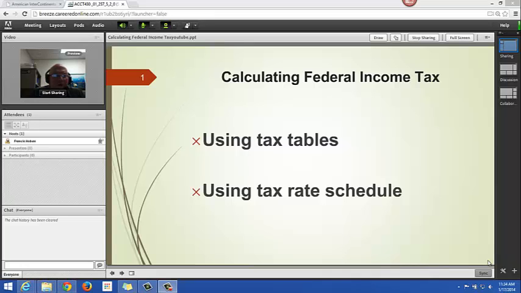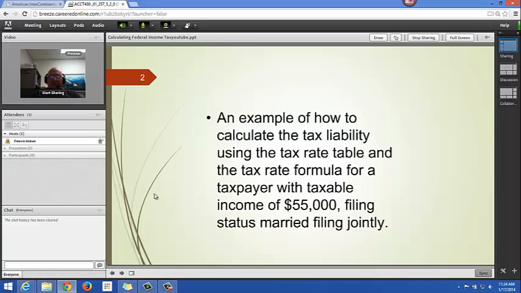Hello everybody. I want to give you a little short video on how to calculate the federal income tax. We're going to calculate it using two methods: one is using tax tables and the other is using the tax rate schedule. These are really two simple methods, and I just want you to understand how we're going to do it. Now, we're going to use an example. We're going to calculate the tax liability using the tax rate table and the tax rate formula.